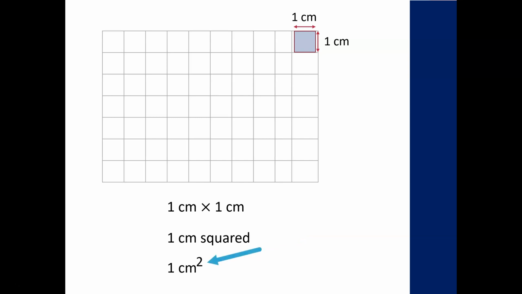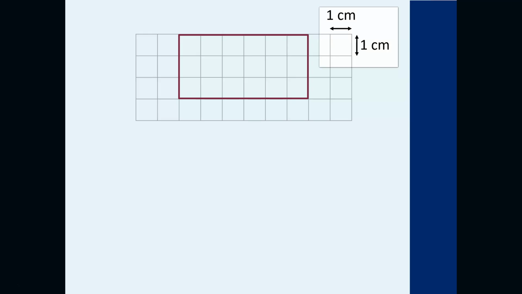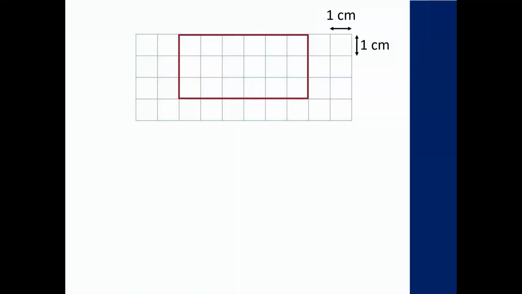All units of area need to have that small 2 slightly above and to the right of the units. In this case, centimetres. Here we have a rectangle shown on a very similar grid to the one we've just seen, because we can see in the top right hand corner we've got the labels. It tells us that each square is 1 centimetre long and high.